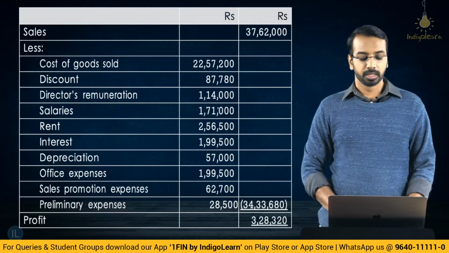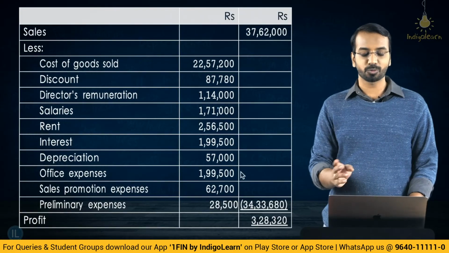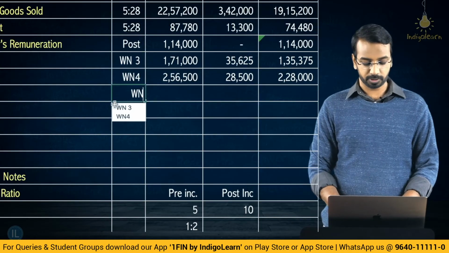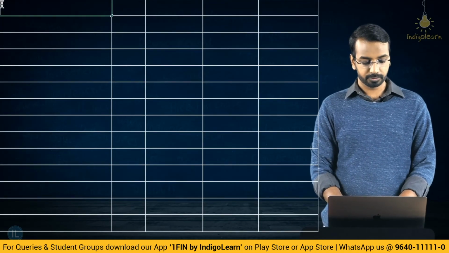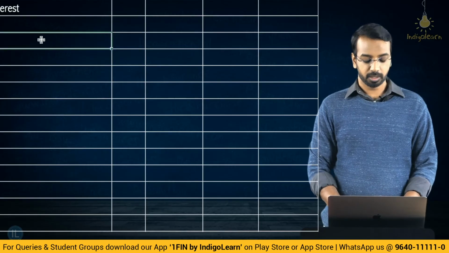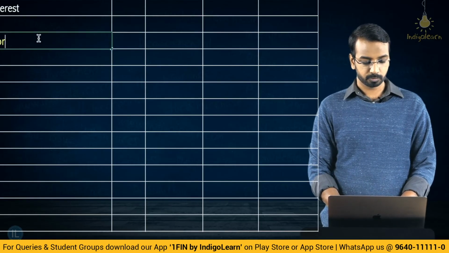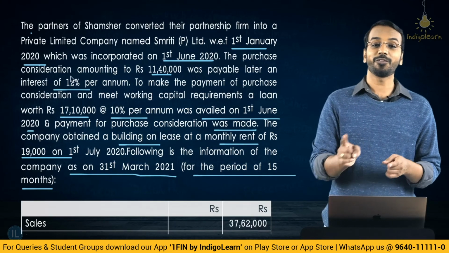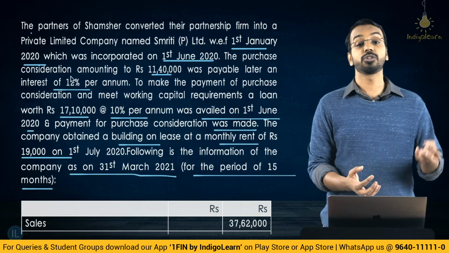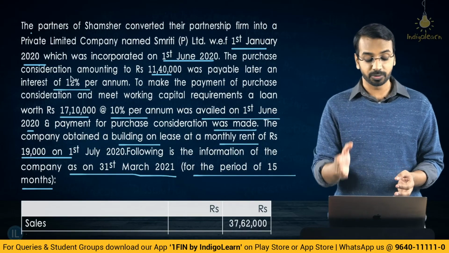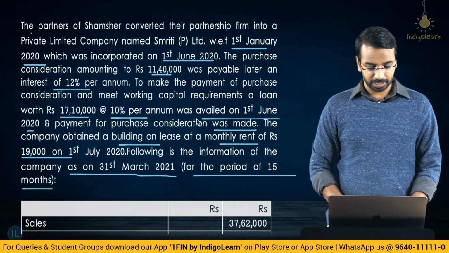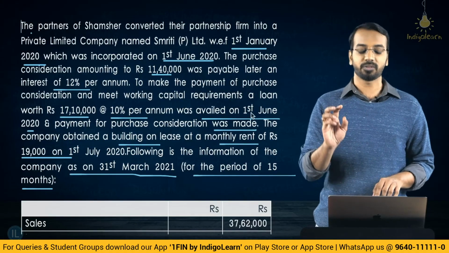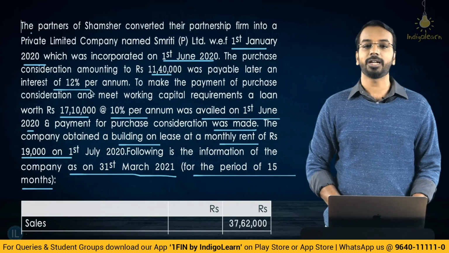After that, interest. Now for interest, they have said total interest is 199,500. For this also we will need to prepare a working note. Working note number 5, interest, right. What is the pre-incorporation interest? The question says purchase consideration of 11,40,000. When was it due? It was due from 1st of January till the time it was repaid. When did they repay? They availed a loan on 1st of June to repay it. So from 1st of January till 31st of May, that is for 5 months on 11,40,000 at 12%.